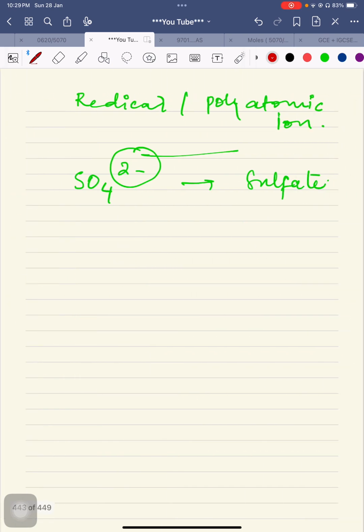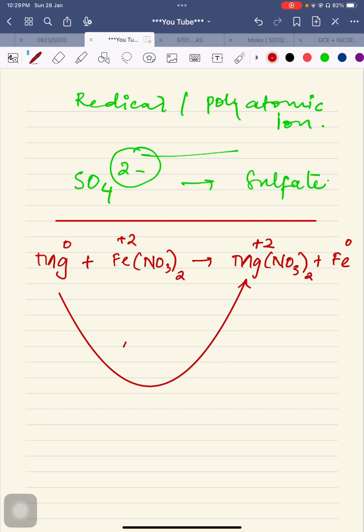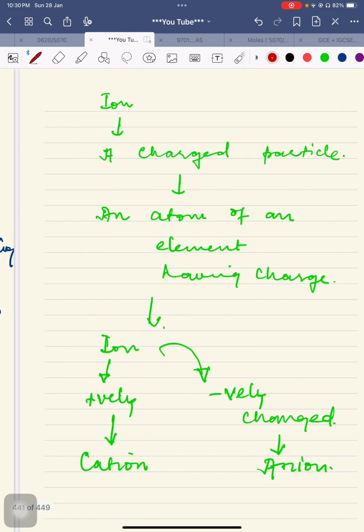I'm going to give you another example regarding this. For example, just consider the reaction between magnesium and iron nitrate. Magnesium is going to replace iron and will make magnesium nitrate. After the reaction, iron will become free, so it is 0, and it is plus 2, it is 0 and it is plus 2. We can say that magnesium is undergoing oxidation, whereas iron is undergoing reduction. So this is what is happening over here. This is the basic concept about oxidation and reduction.